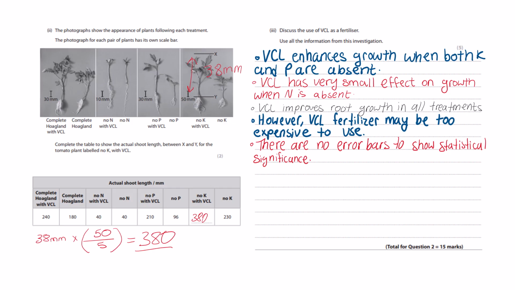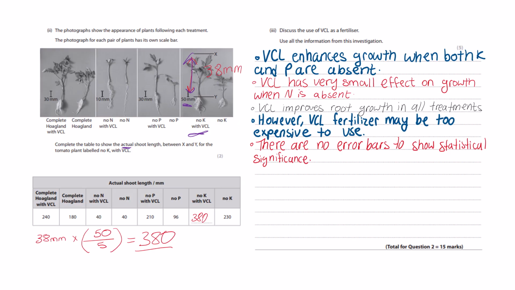Okay, the photograph shows the appearance of plants following each treatment. The photograph for each pair of plants has its own scale bar. The one that's not done for us is the no potassium with VCL. Complete the table to show the actual length between X and Y for the tomato plant labeled no K with VCL. So over here we're looking for the actual shoot length. Okay, so when you measure using a ruler, this part is not your actual length. You're going to need to use the scale bar.